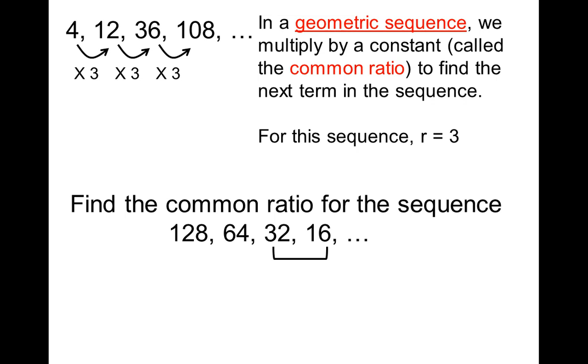If you take those 2 consecutive terms, take the second number and divide it by the first number. So if I take 16 and divide it by 32, I'm going to get 1/2. So the multiplier to get from one number to the next is 1/2. 32 times 1/2 is 16. So that's the common ratio here, 1/2. Even though you're seeing a division by 2, common ratio is always considered to be the multiplier you use to get from one number to the next number.